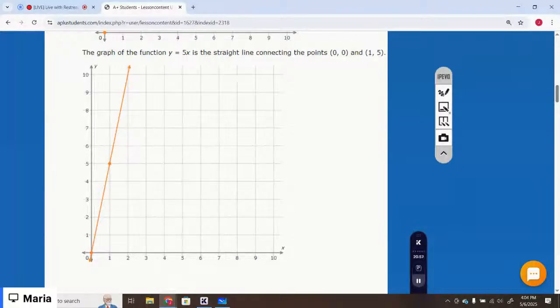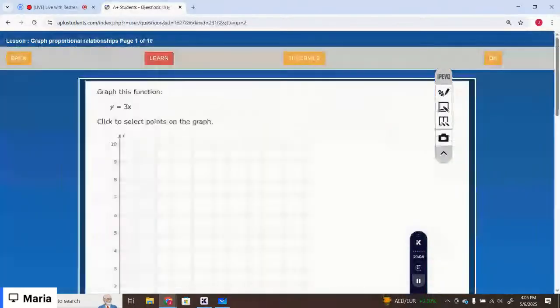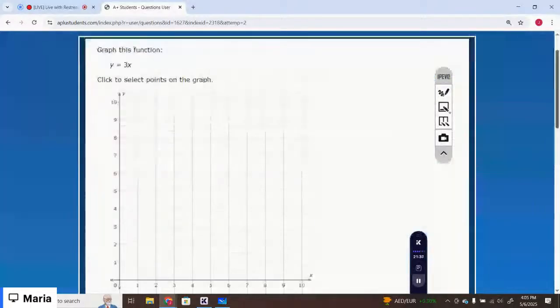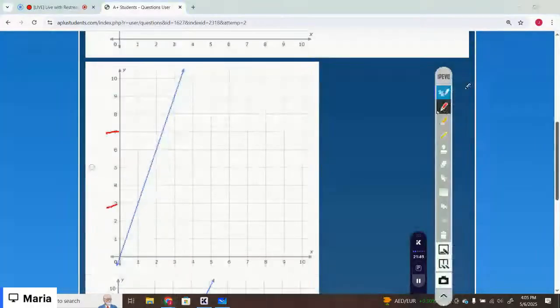Let's just start with the test questions. Graph the function y equals 3x. So you have to find the values for the function and then see the correct option. Let me just find the values first.